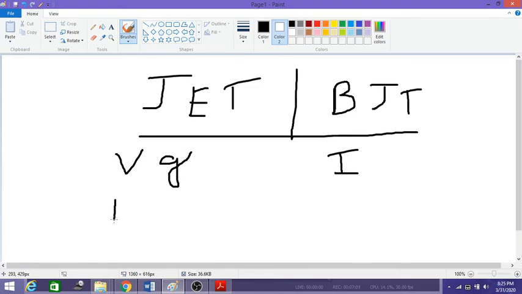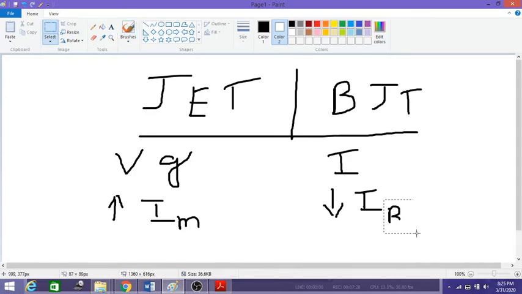JFET has high input impedance, and I'll write IM to represent impedance, whereas BJT has low input impedance.